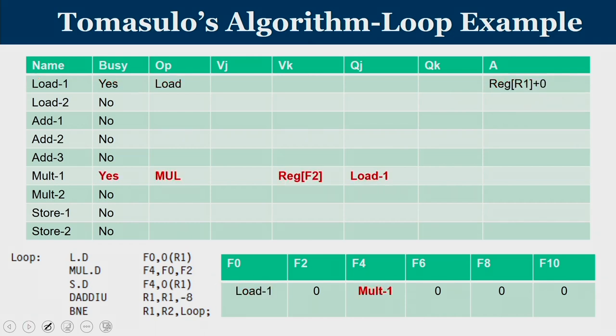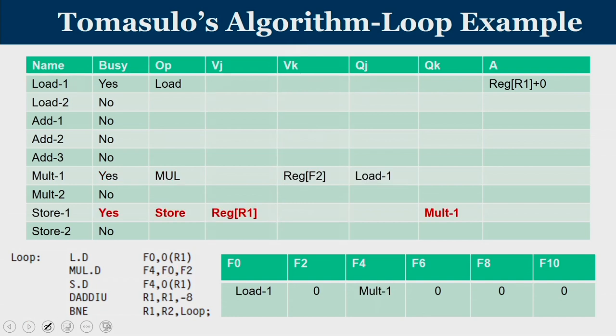Now, you are going to the multiplication instruction, wherein one of the operands is available in the register file, that is why your Vk value will have the second operand F2, but F0 is not available. Since the value of F0 is not available, I am specifying the functional unit that will produce it. So, load 1 is going to produce a result that has to be returned to F0, and your multiplier unit is essentially waiting for an output to be produced by the load 1 unit.